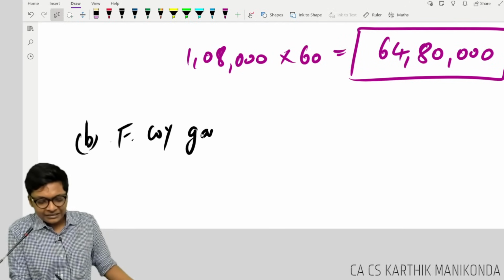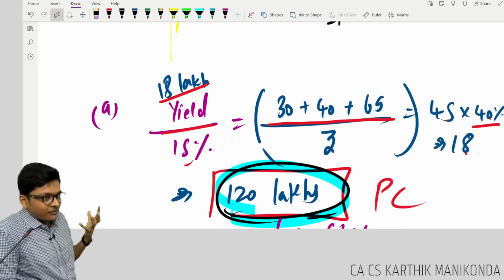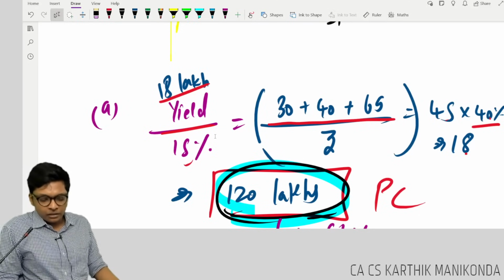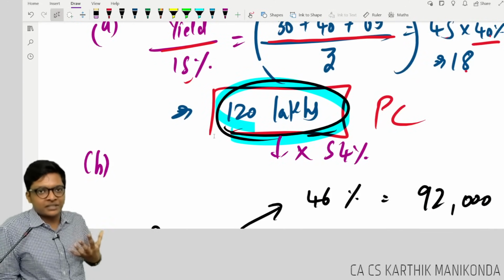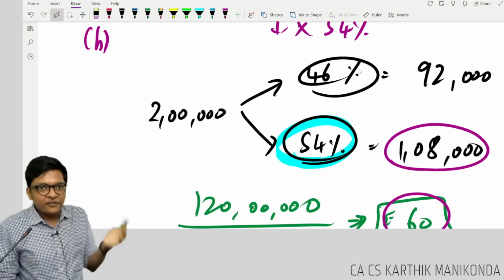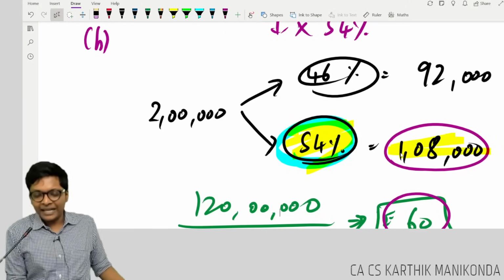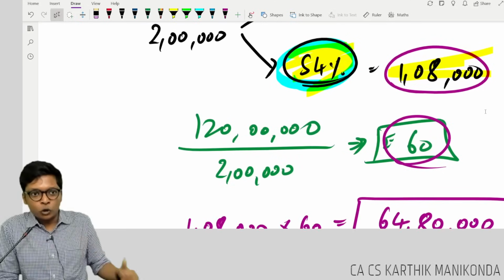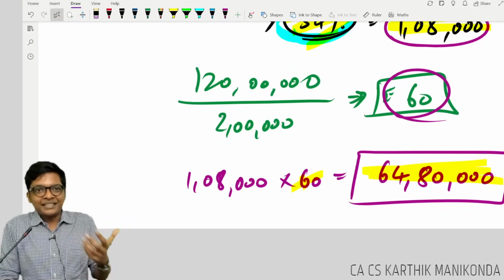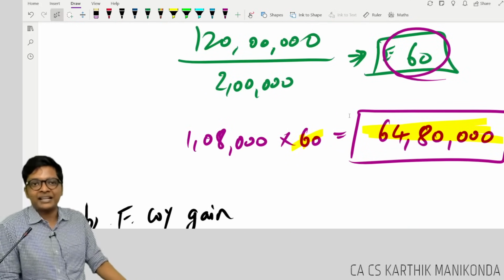Foreign companies gain. Before that, let me revise whatever we have done till here. First I computed the value of the company by capitalizing yield at 18 lakhs divided by 15%. We got 120 lakhs is the value of the company. But in that, what I already have is 46%. So why should I pay for what I already have? I will only pay for the difference of 54% and take home 1 lakh 8,000 shares. For that 1 lakh 8,000 I have to pay 60 per share, which is 64 lakh 80. In other simpler way, you can do 120 lakhs into 54% and find 64 lakh 80.